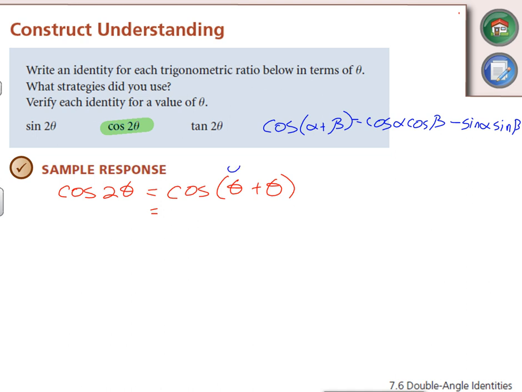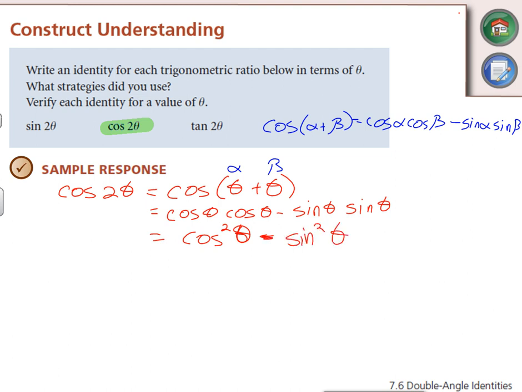This time, my alpha is theta and my beta is theta again. So we got cos of theta, cos theta, hey, that's cos squared theta, minus sine of theta, sine of theta, minus sine squared of theta. So cos 2 theta equals cos squared theta minus sine squared theta.